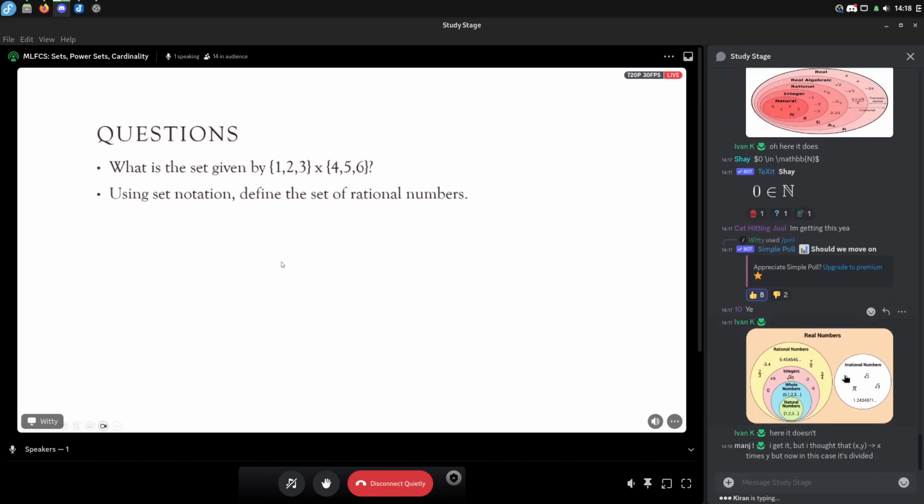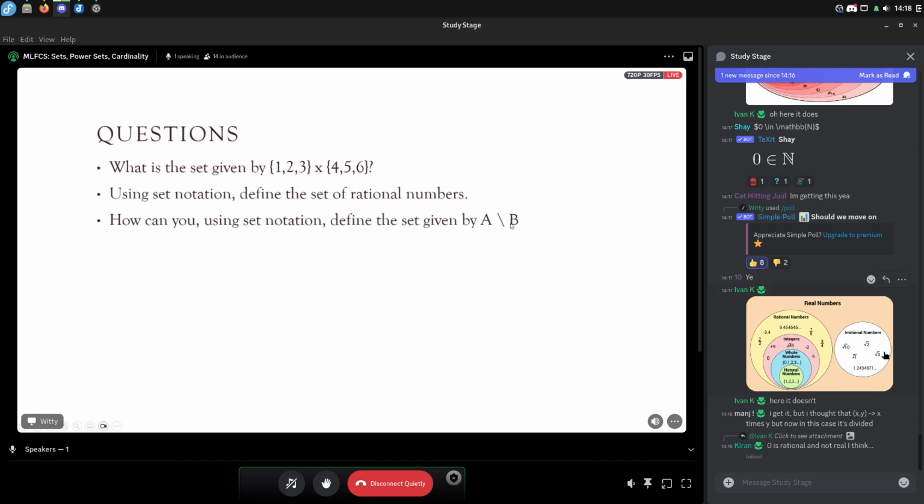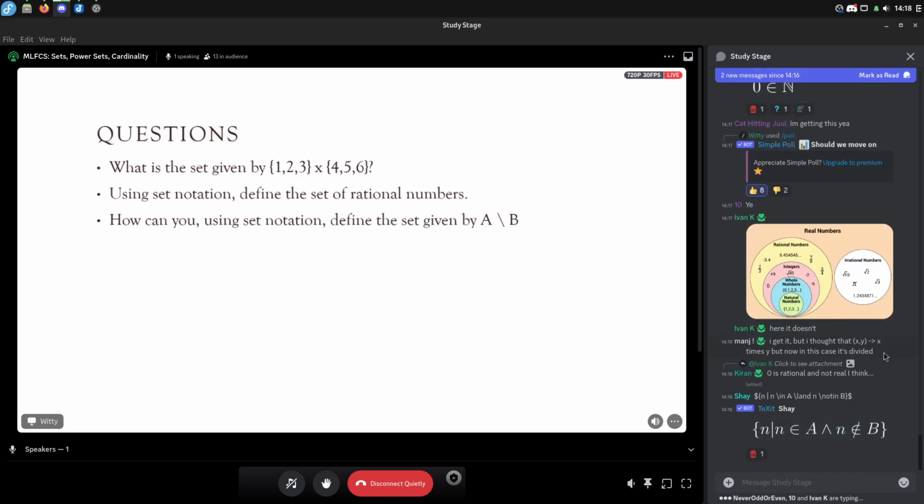Okay, so next question: how can you, again using set notation, define the set given by A subtract B? It's n such that n is in A and n is not in B. Yeah, perfect, that is exactly it. Or you could have said n such that n is in A and also n is in the complement of B, which defines basically the same as not B. All right, cool, good one, Shay.